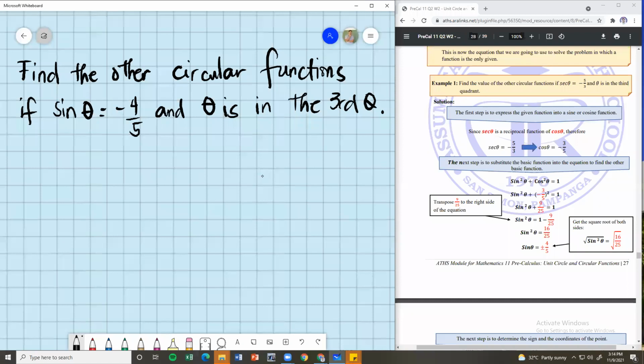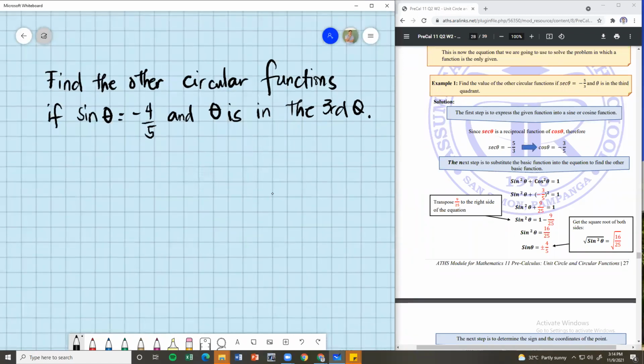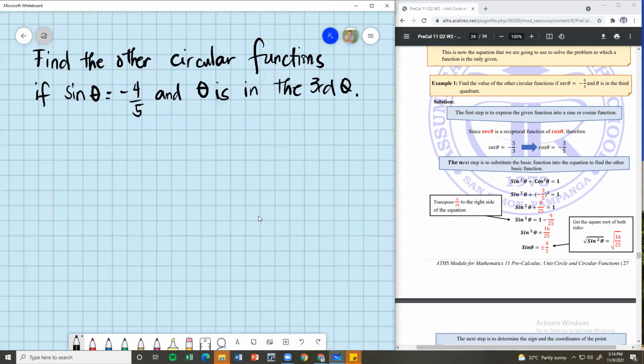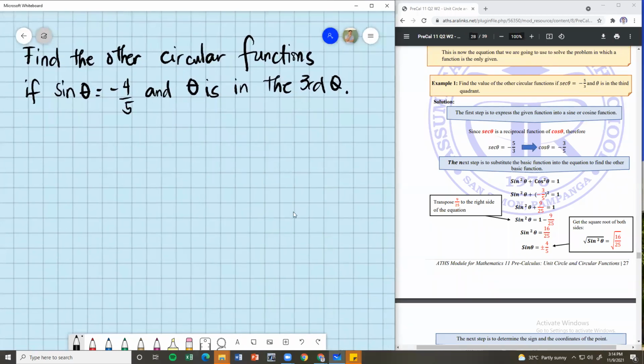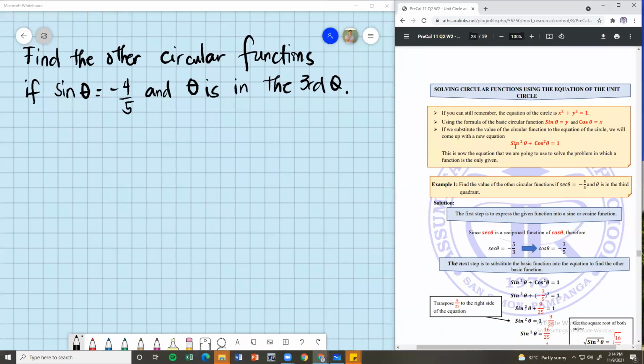Last na to. Kasi a while ago, given the angle, we are asked to find the circular functions. This time, given one function, we will be looking for the other circular functions. You can follow this one in your SLM. This is quite exciting kasi you will be using the formula. But what I will be teaching you is a lot easier. Mag-a-analyze ka lang ng konti. Isip muna. Sink in muna.